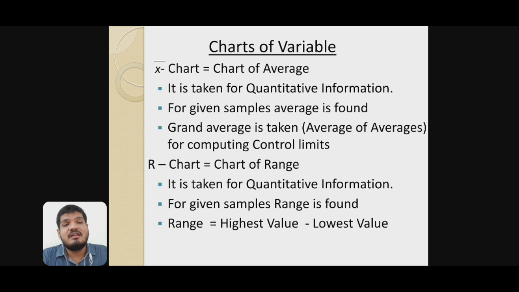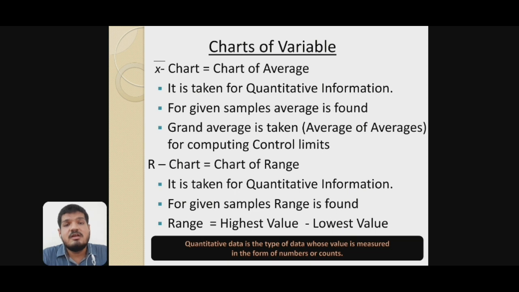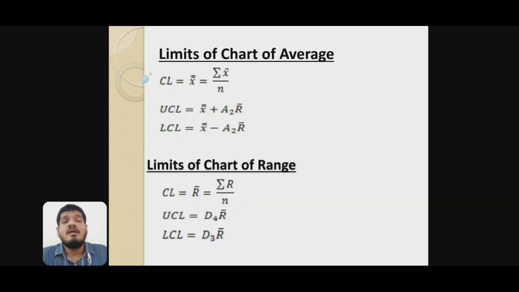In the same way, the R chart is taken from quantitative information. For a given sample, the range is found out. Range means highest value minus lowest value. Now what is quantitative data? Quantitative data is a type of data whose values are measured in numbers or units. For example, 10 Colgates, 20 Balaji wafers, which are countable, that is called quantitative data. Clear?